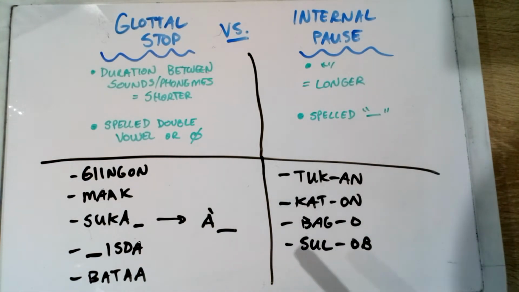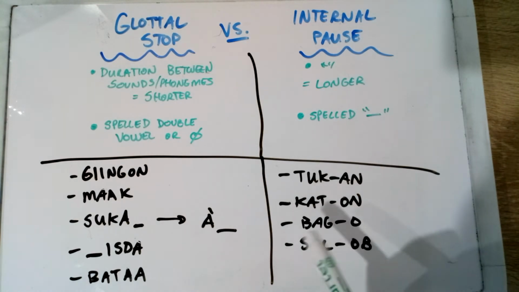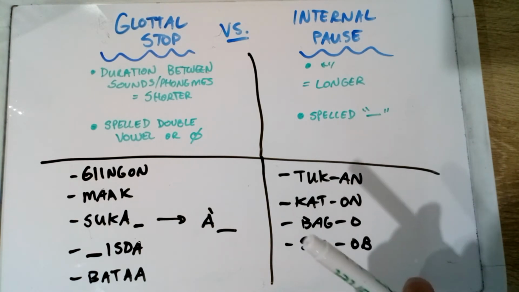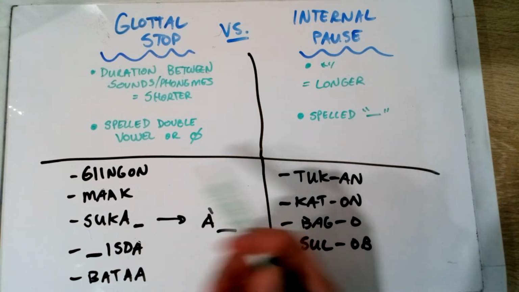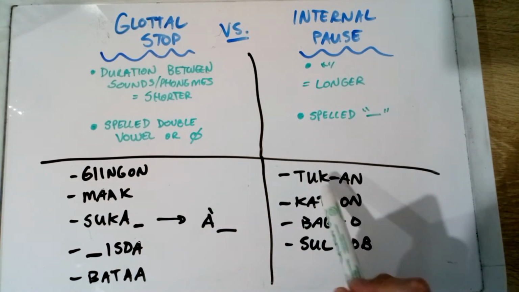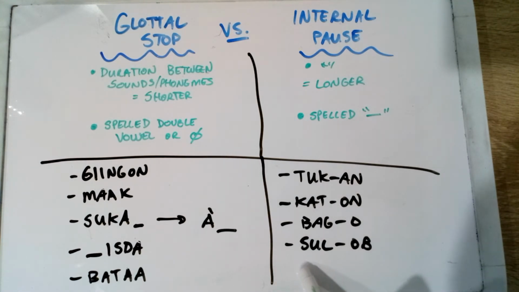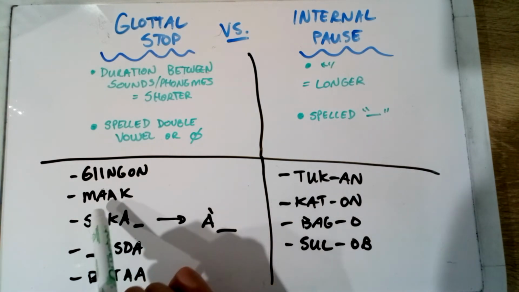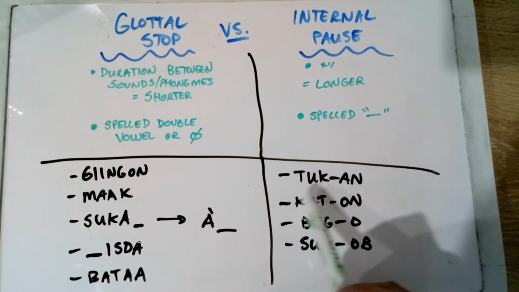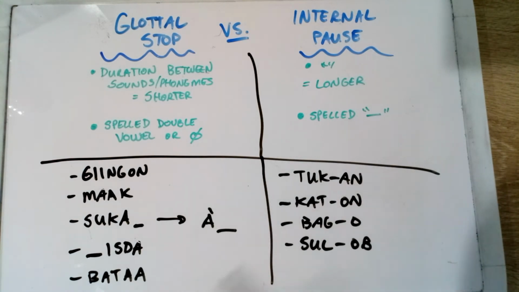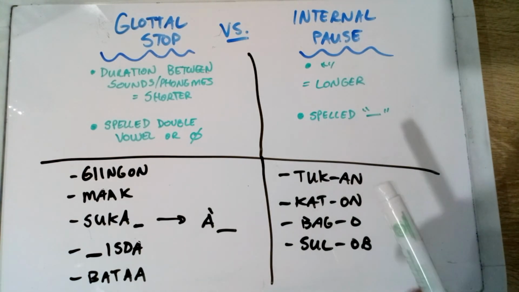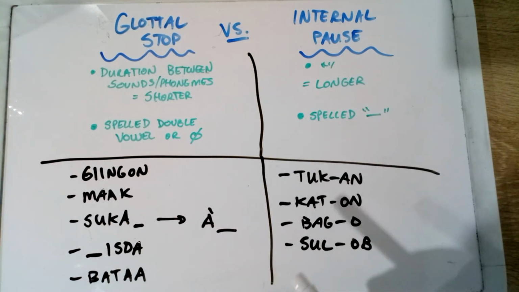Tuk-an, tuk-an. Listen to how I say it. Tuk-an. There's a longer pause than the glottal stop, right? It's not tukan, but tuk-an. Kat-on, bag-o, sul-ob, sul-ob, bag-o, kat-on, tuk-an. Okay, it's a little longer than giingon or maak, right? Or bataa. It's tuk-an. It's kind of saying 1 2, 1 2. You have that rhythm of a dun dun, like a heartbeat.